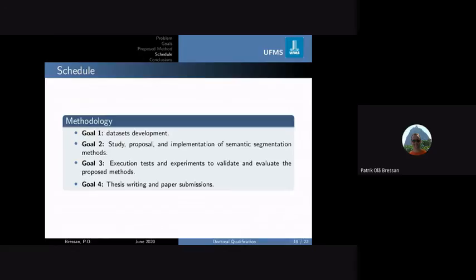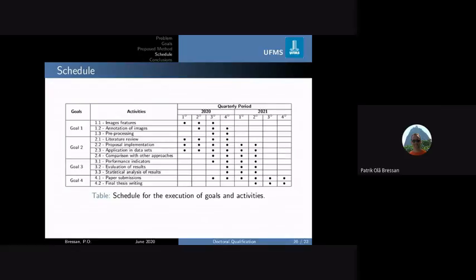In our schedule, we set the following goals. First, dataset development. Second, studies and implementation of segmentation methods. Third, execution, test experiments to validate and evaluate proposed methods. And fourth, thesis writing and paper submissions. Here, our execution timeline.